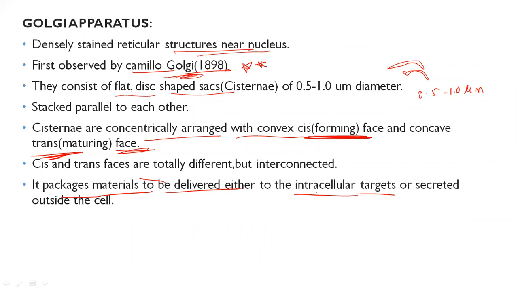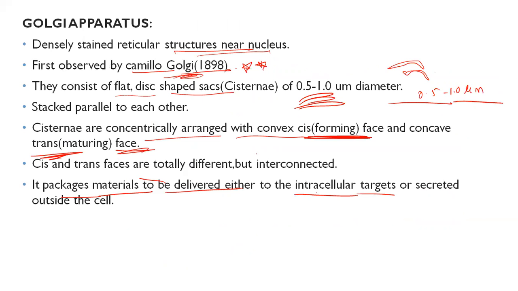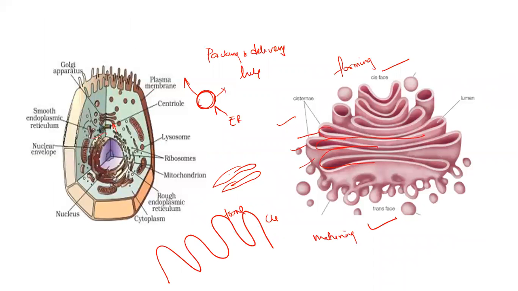Now coming to the Golgi apparatus, it is a cell organelle near the nucleus. It was named the Golgi apparatus by Camillo Golgi in 1898. They have flat, disc-like cisternae of 0.5 to 1 micrometer. And let me show you here. These are the cisternae and they are stacked parallel to each other. They have the cis face, which is the forming face, and the trans face, which is the maturing face. They mainly help in packaging and delivering the content in the form of vesicles inside the cell or outside the cell wherever it is needed.